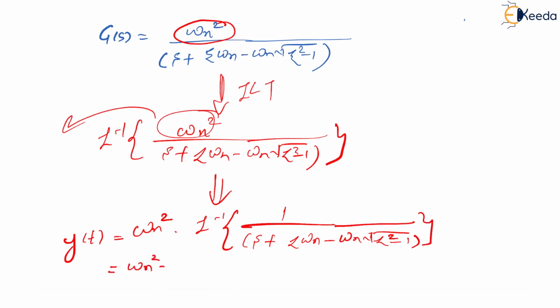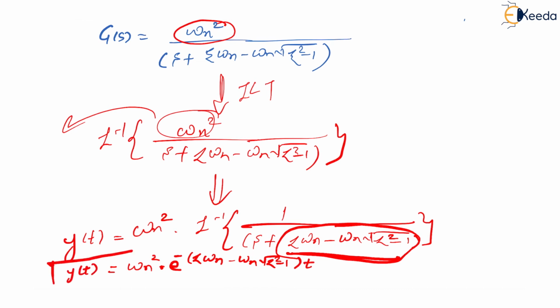So what do we have next? Omega n squared into the Laplace inverse of this. Now, this is s plus zeta omega n minus omega n under root of zeta squared minus 1. If you see, it is going to be a frequency shift, yes, it is only a frequency shift. So it is definitely going to be e to the power minus (zeta omega n minus omega n under root of zeta squared minus 1) into t. So this is what is your y of t at the end.